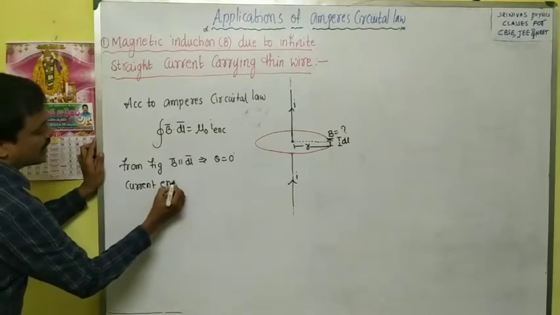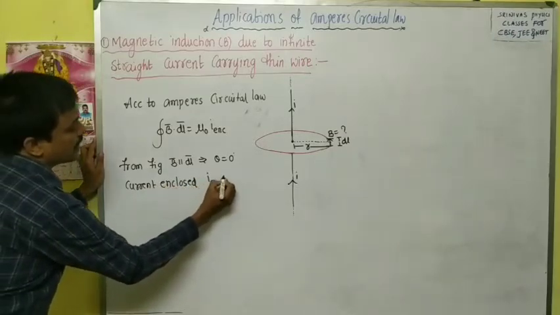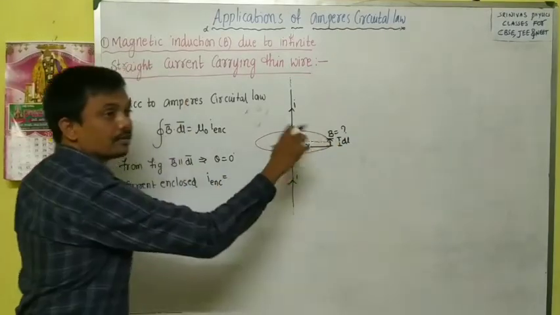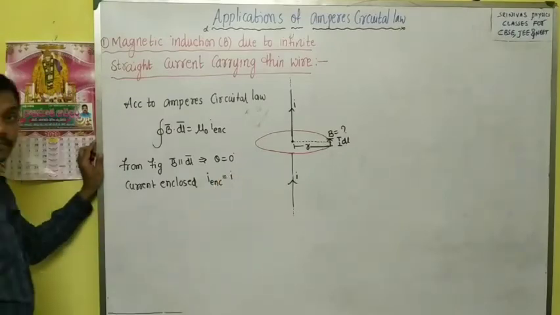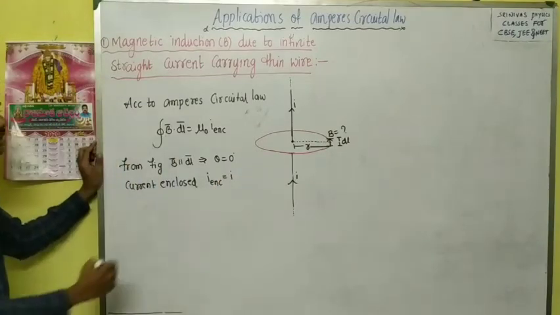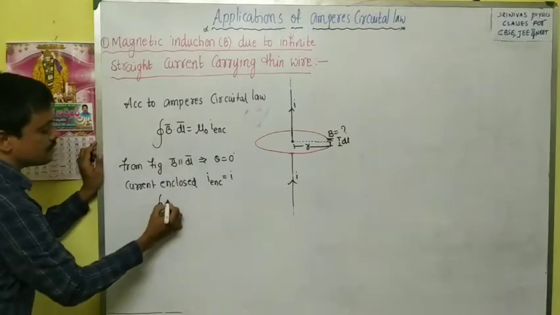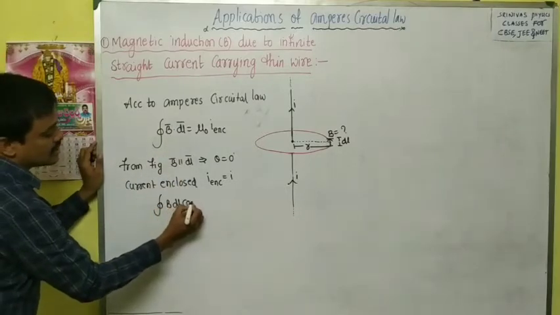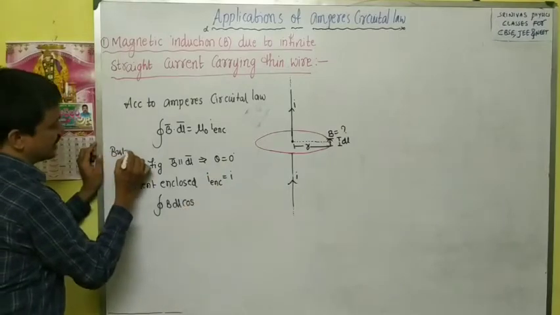What is the current enclosed in the figure? The current enclosed in the path. In this red color closed path, the current enclosed is I. Then we write I enclosed is I. This we substitute in the above equation. Then integration B bar dot dl bar we write as B dl cos theta, where theta here is 0.